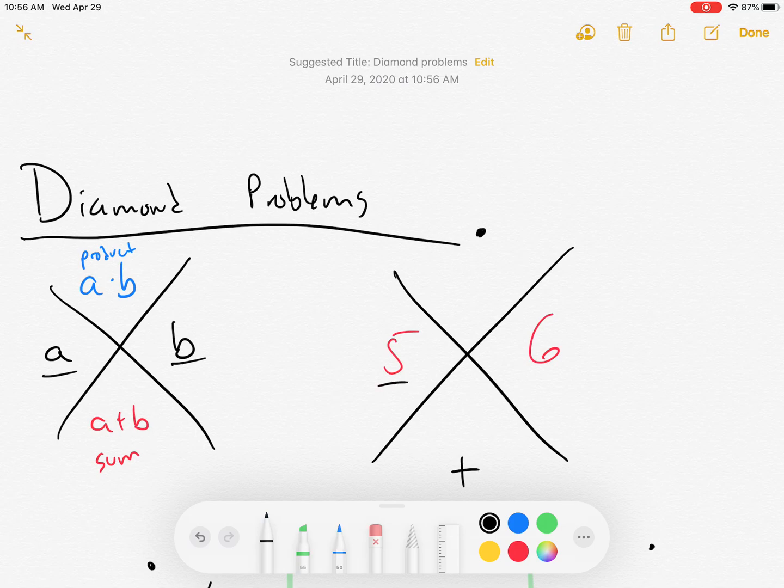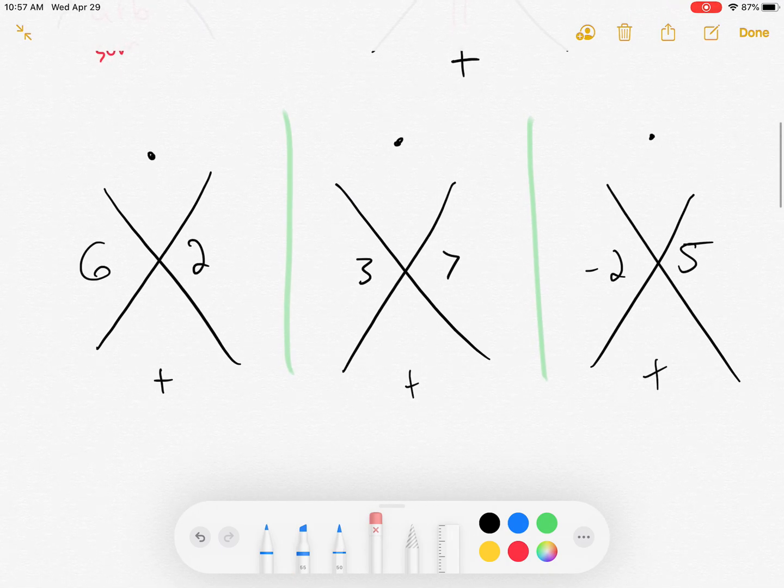So, for example, I started off with 5 and 6. Well, I'll switch to a highlighter. 5 plus 6. What's 5 plus 6? Well, you should know that's 11. Oh, wrong color. I should put that in red. 11. Now up top, I have 5 times 6. You should get 30. 30 goes on top. So that's the start of these diamond problems. Product up top, sum on the bottom: you multiply to the top, add on the bottom.